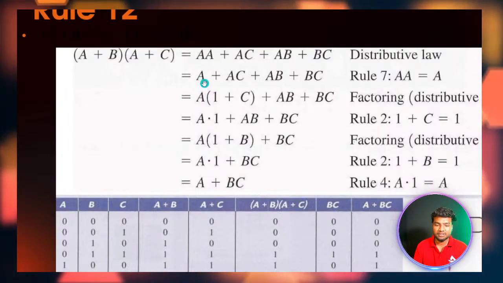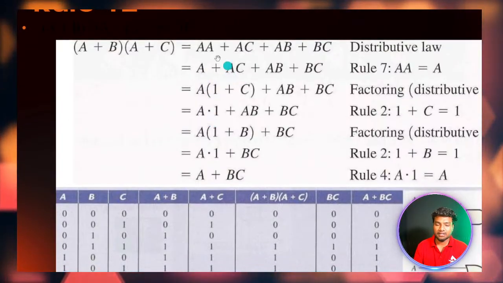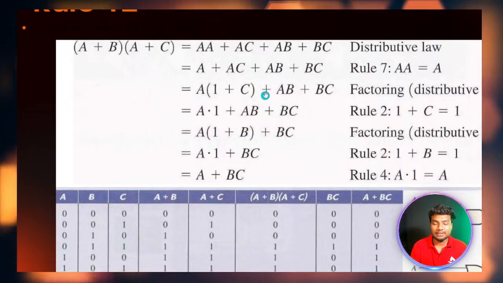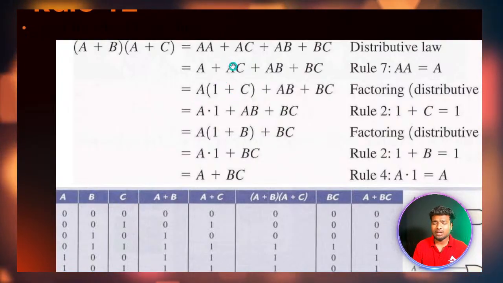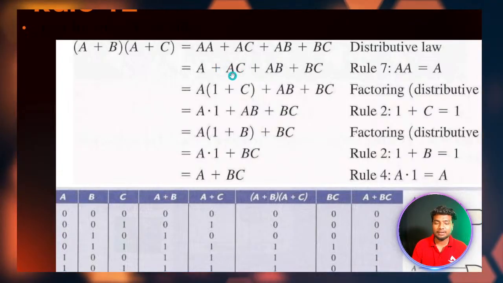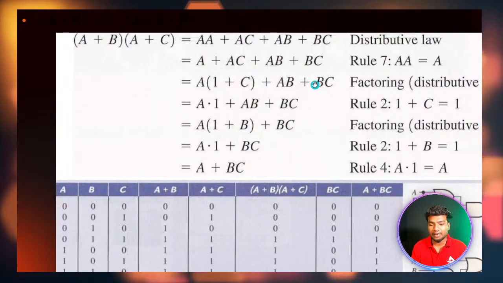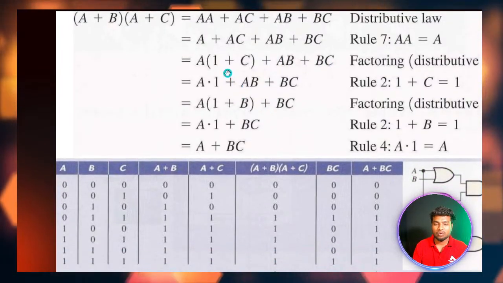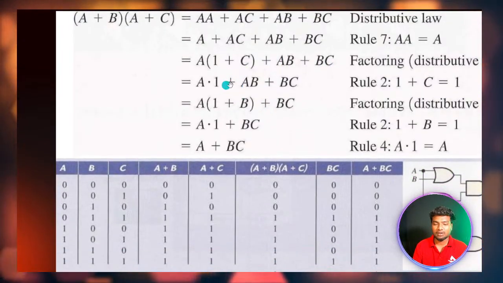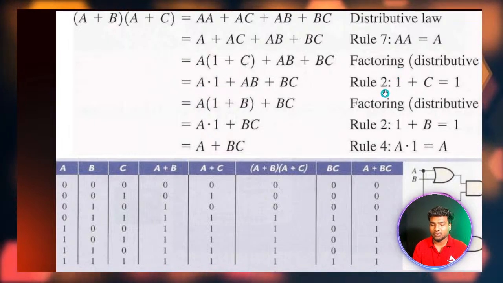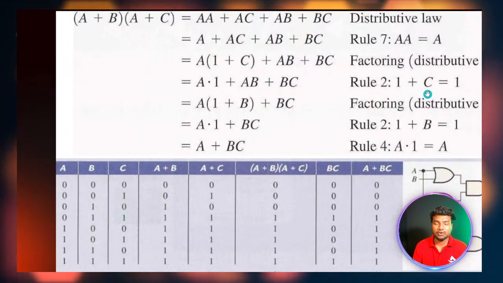So I simplified this a, and then I'm taking a outside, so a into 1 plus c. It means I'm taking the a out, so the remaining is 1 plus c, and then here having the same ab and bc. So 1 plus c, by using rule 2, you will get the output as 1.